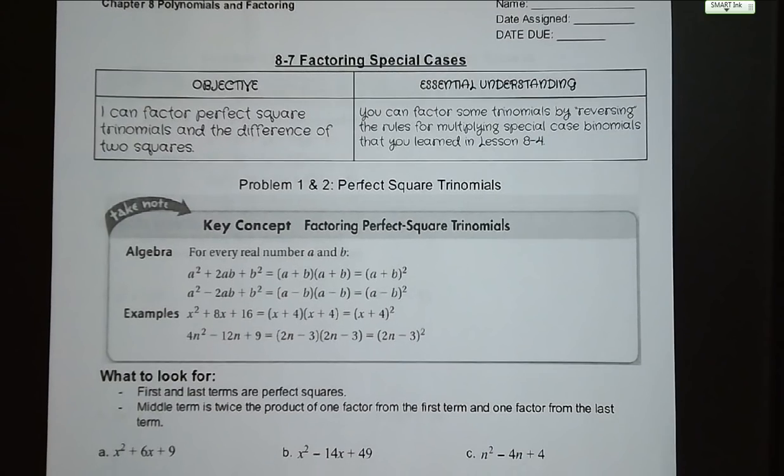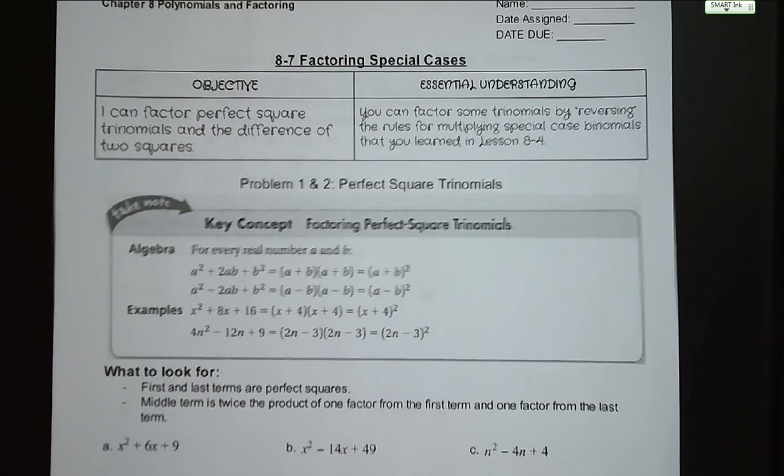Our objectives for today are that I can factor perfect square trinomials and the difference of two squares. Our essential understanding states that you can factor some trinomials by reversing the rules that you learned from multiplying special cases of binomials in lesson 8.4. So, problems 1 and 2.